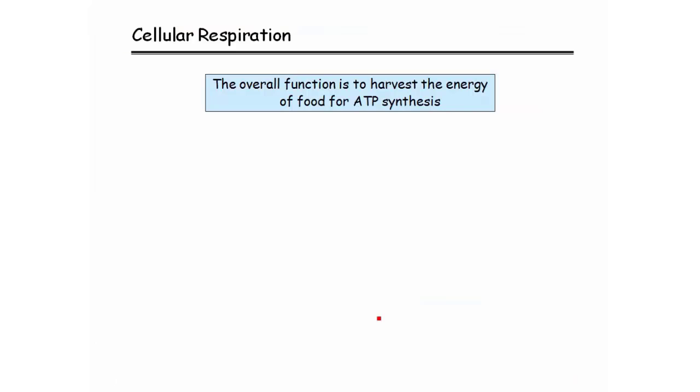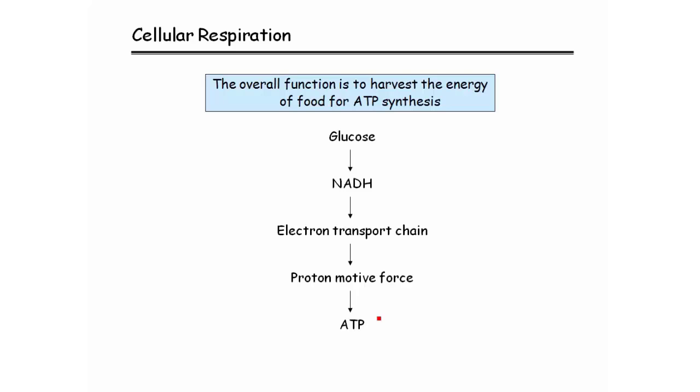So the overall process of cellular respiration is to take energy stored in organic molecules, release that energy in a controlled fashion so that we can make some ATP with it. This is showing us what happens to the energy. Initially, the energy was in glucose. We collect the energetic parts, which were the high energy electrons. We make some NADH. We pass the electrons to the electron transport chain, which converts that energy into a proton motive force or a hydrogen ion gradient, and then that energy is used to make some ATP.